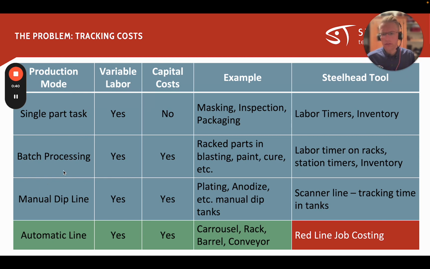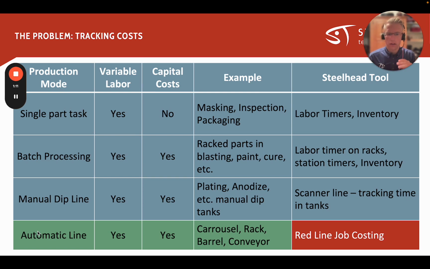Batch processing is more of parts are in a batch, so heat treating or powder coating many different parts or part numbers or work orders at one time, but we're moving them together as a batch. So there's a number of Steelhead tools to accommodate batch processing. And then manual dip lines as well. This is going to be the scanner lines where we're scanning parts through the tanks, and we can set up our job costing to be customized even down to the tank level, down to the second, tracking the locations of those parts. However, there's a fourth method called automatic line production mode.